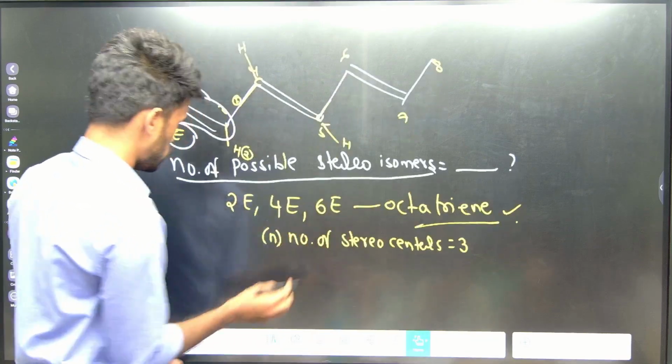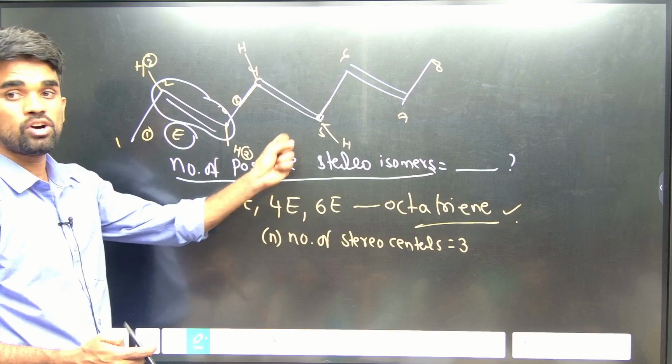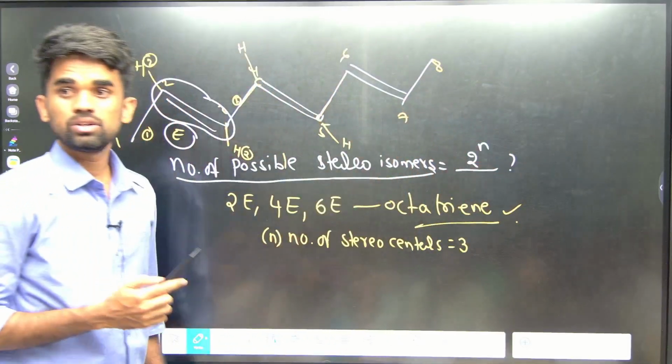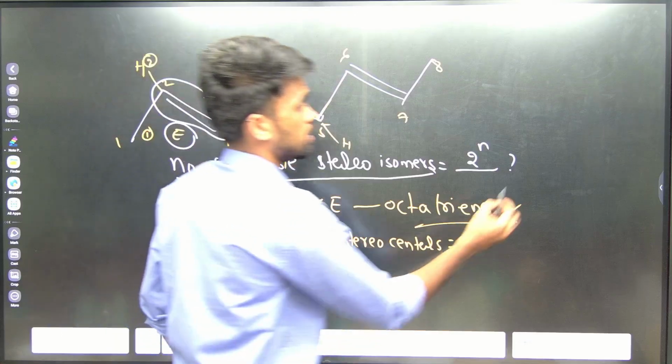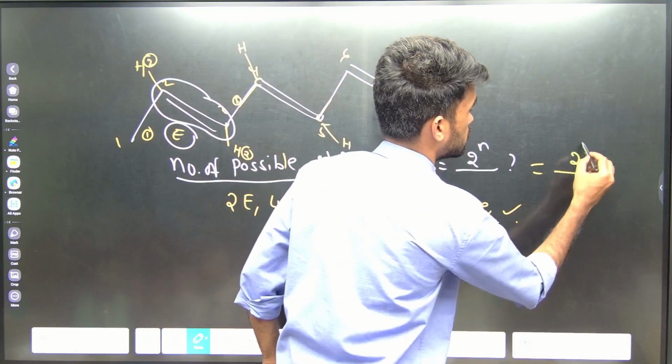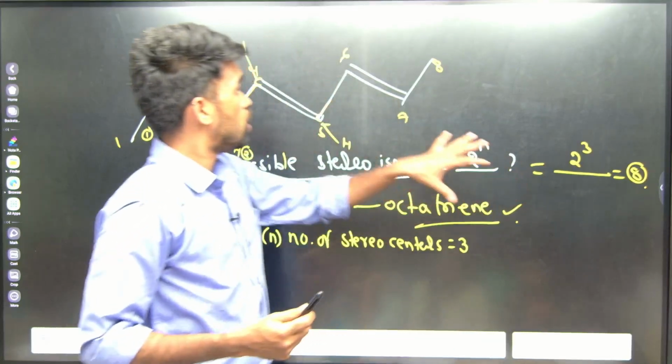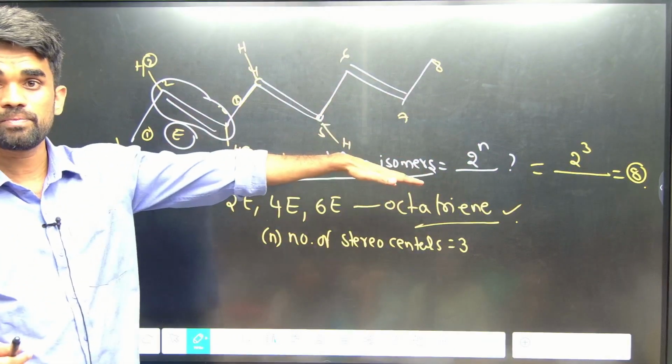Then what is my question? Number of possible stereoisomers. This is equal to 2 power n. What is it? 2 power n. So it becomes how much now? 2 power 3. 2 power 3 means 8. So how many stereoisomers are possible like this?